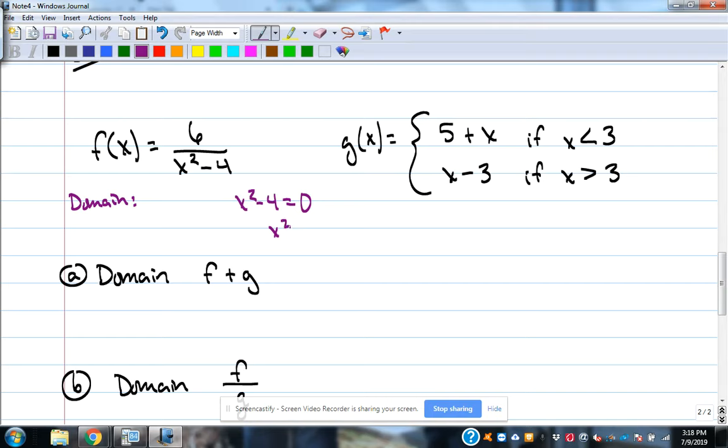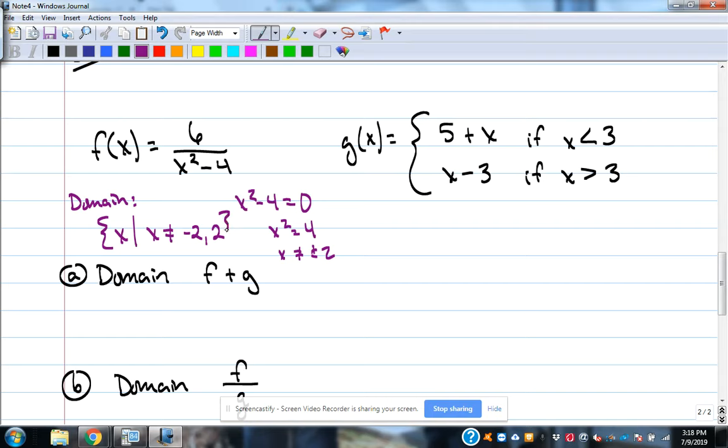So x squared is equal to 4. Take the square root. x can't be plus or minus 2, because the square root of 4 is plus or minus 2. So the domain for f of x is all x's as long as x does not equal -2 or +2.